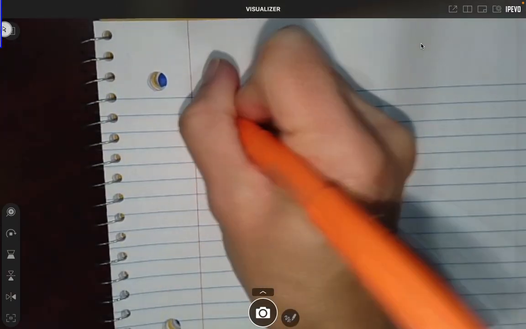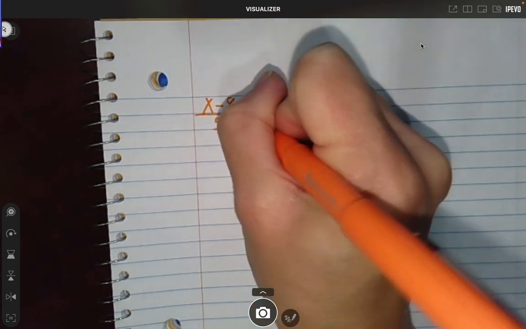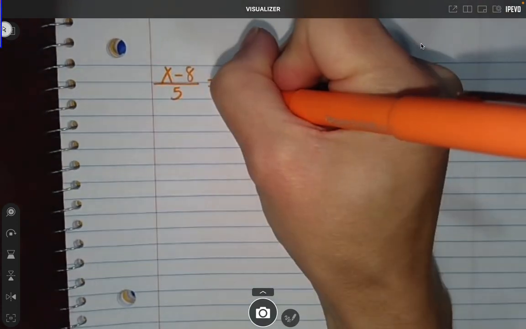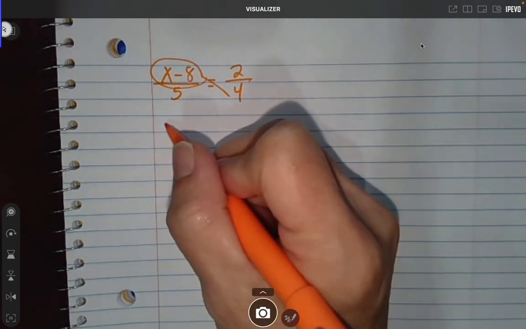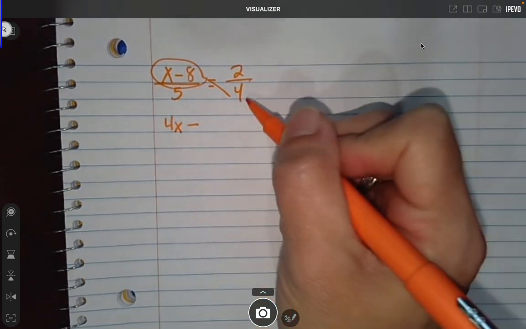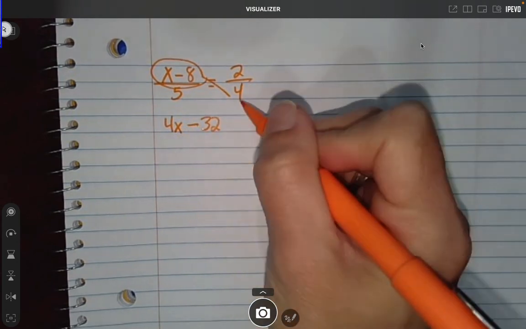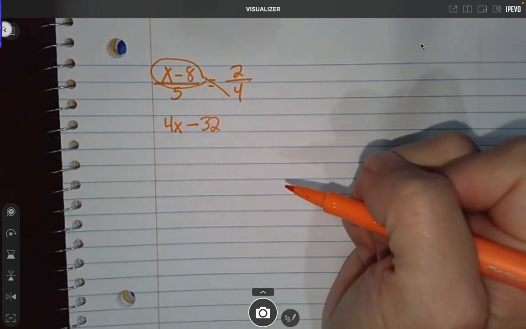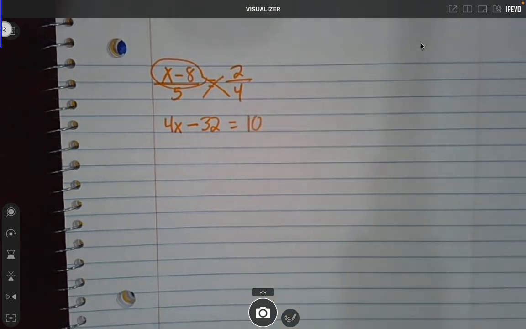This one is a proportion. So what do we do on proportions? You cross multiply. So the first one I'll do is the 4 times all of that. What is 4 times x? 4x. And don't forget the 8. What's 4 times 8? 32. And that's a negative 8, so I put minus 32. Okay? And then on the other side, 5 times 2 is 10.